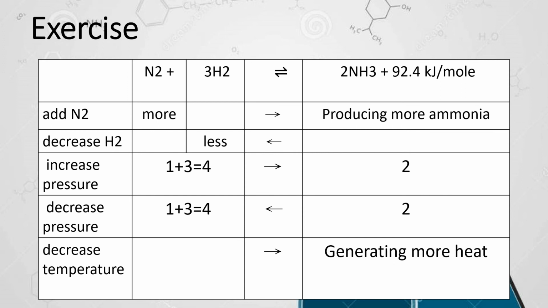5. Decrease temperature. Because the reaction is an exothermic reaction, if the temperature is lowered, the equilibrium will shift to the right, generating more heat to reduce the effect of temperature reduction and increasing ammonia production.